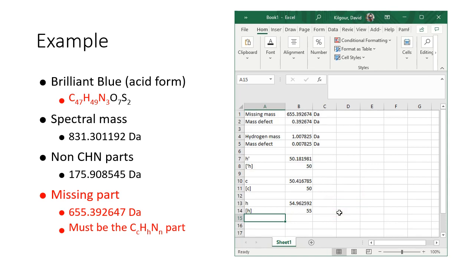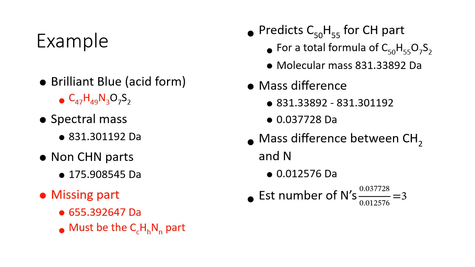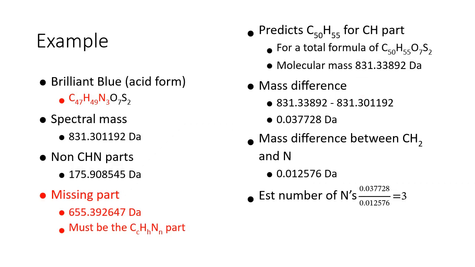So we can produce a complete nitrogen-free formula for this molecule by combining C50 and H55 with the heteroatom iteration. And so that then gives us a total formula of C50, H55, O7, S2, and a molecular mass of 831.3 daltons. Then, to calculate the number of nitrogens that we should have, first of all you have to calculate the mass difference between the mass of the nitrogen-free molecule and the measured mass of the molecule from the spectrum. Then we divide that mass difference by the mass difference between CH2 and nitrogen.